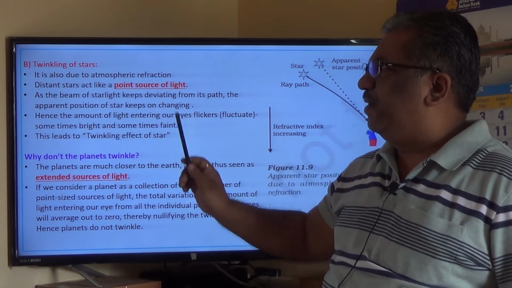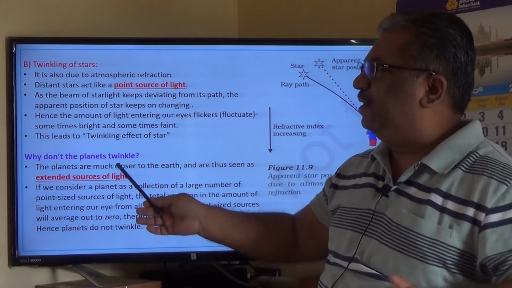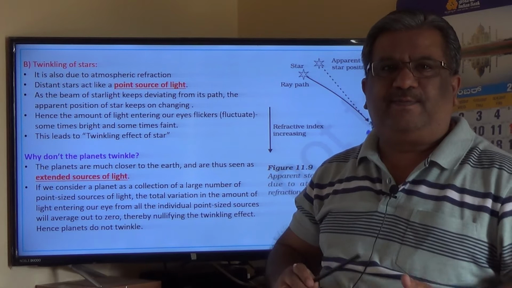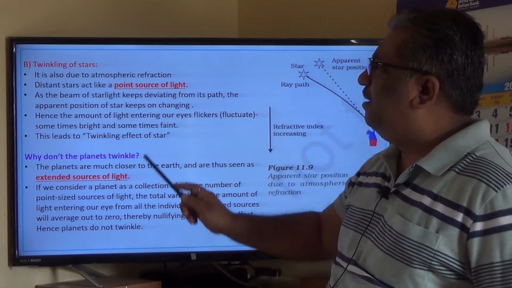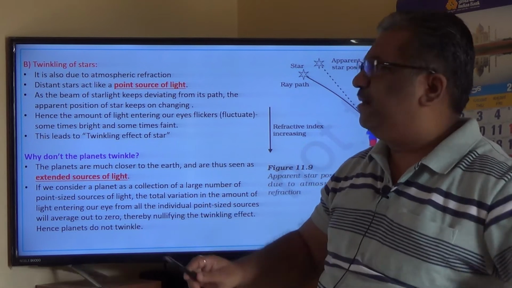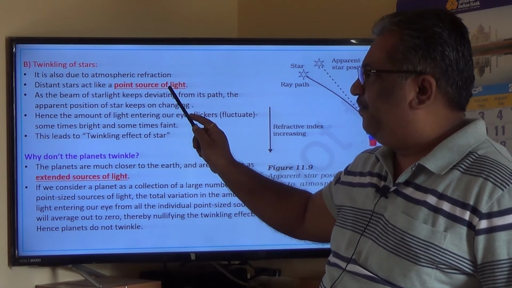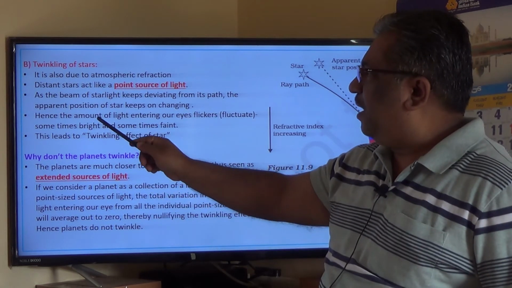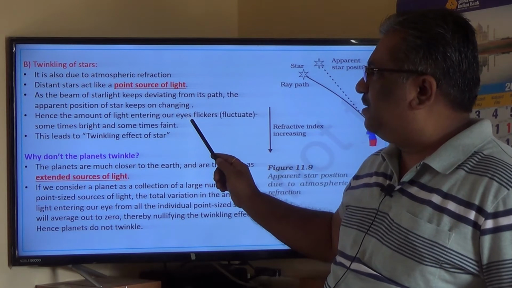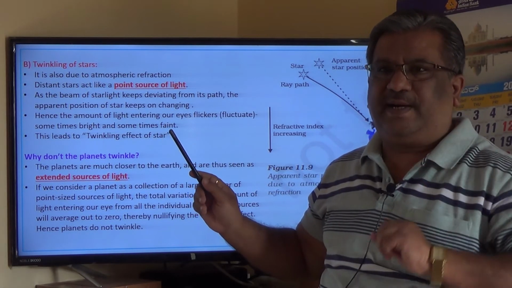All these points are very important. While writing the answer, you collectively club together all these bullets. That gives a good explanation. So let us read once again. The 2 points which I said I would like to highlight: starlight acts like a point source of light, and the amount of light entering our eyes flickers. These are the 2 key points, phrases. We should never forget this.